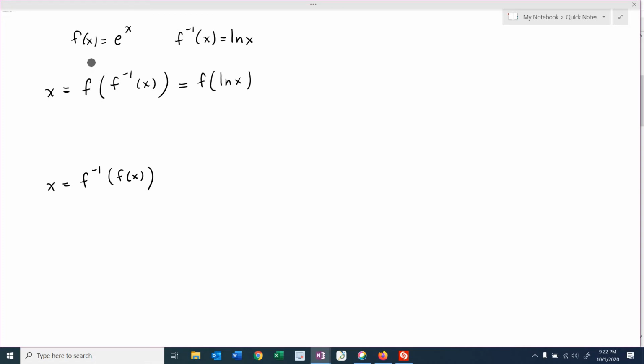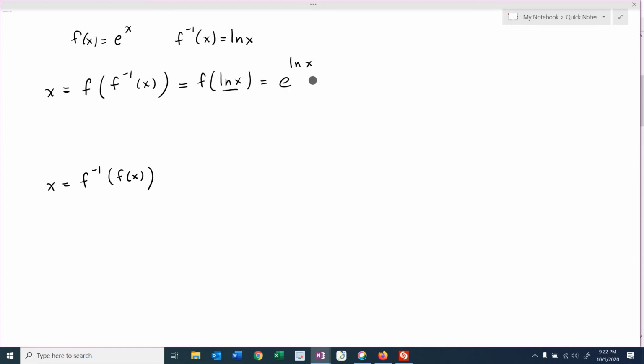Okay, well, when you plug a number into this function, like say 5, then you're just going to get e raised to the 5. Well, in this case, we're plugging in natural log of x, so it's going to give us e raised to the natural log of x. And so you can see e raised to the natural log of x is equal to x by this property.